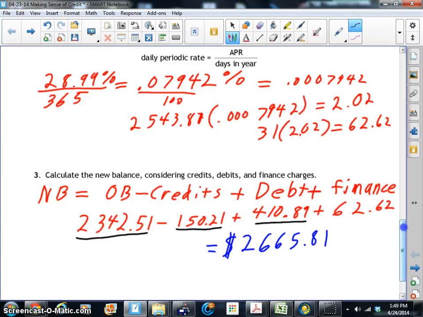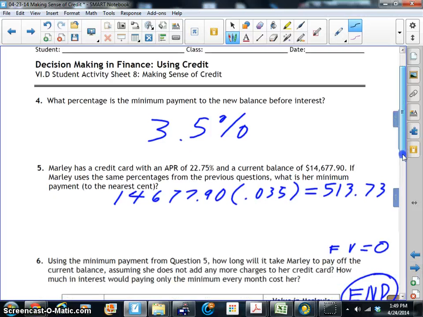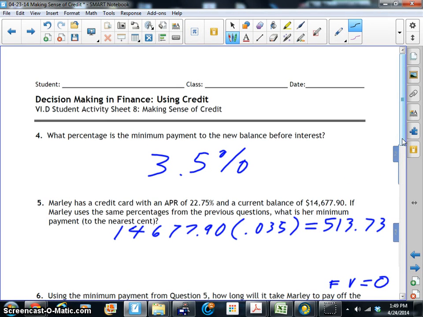We add our debits, which is $410.89, and we also add our finance charge, and that comes out to $2,665.81. Now, for any of these numbers, our minimum payments are usually done at 3.5%.